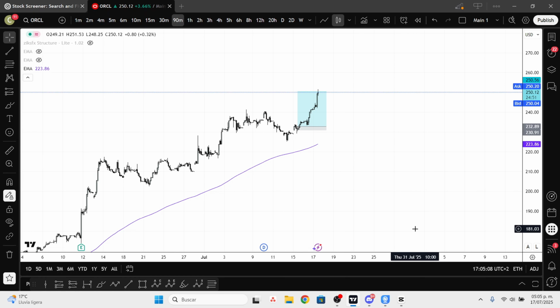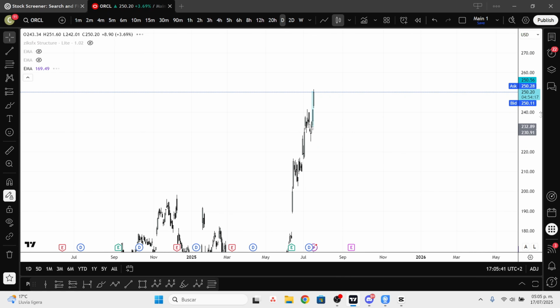Okay, now what is this strategy about? How do I execute? What indicators do I need? What's the basis of this? The first thing we're gonna talk about is timeframes. Which timeframes are you gonna use? My personal liking is using 3 timeframes, but for the sake of this video, we're gonna use 2 timeframes. In this case, I'll be using the 90 minutes and I'll be using the daily.